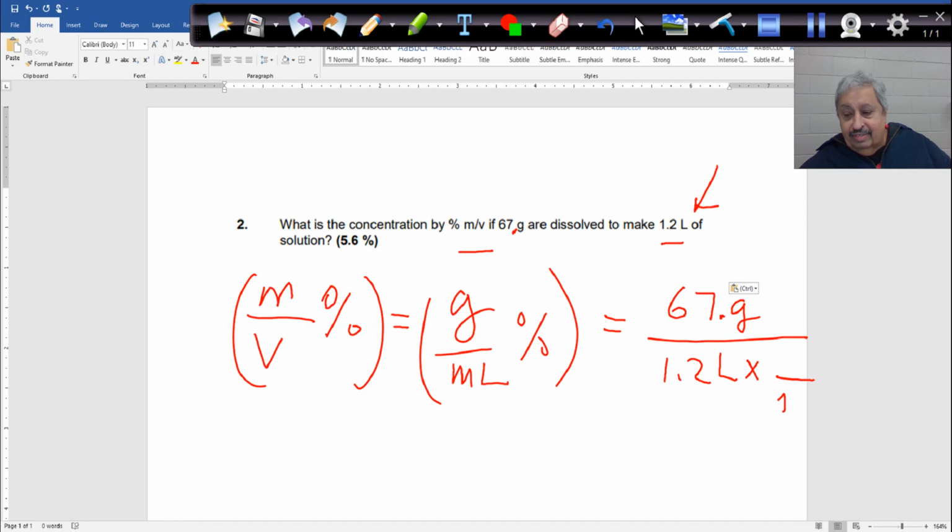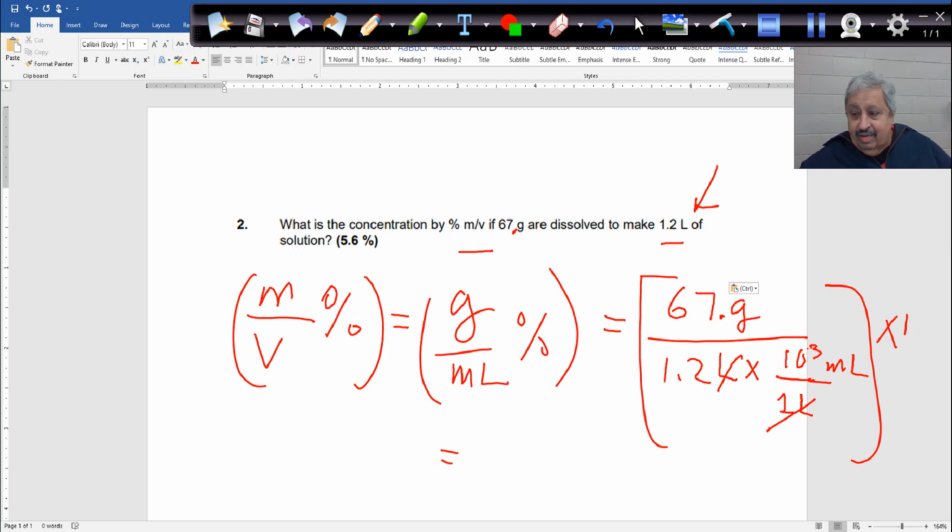In 1 liter, I have 1,000 milliliter, correct? Liter cancels out. So this is, and the whole thing here multiplied by 100%.